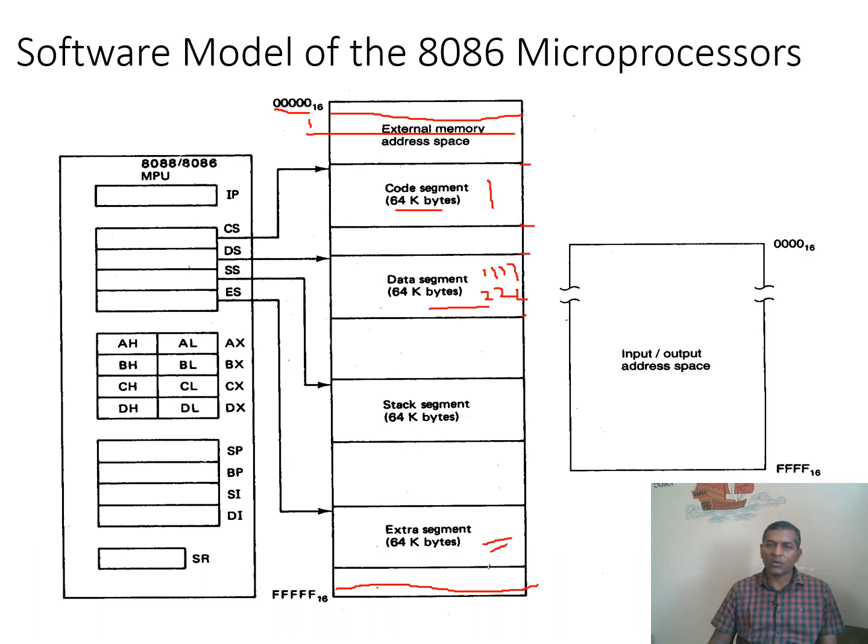Extra segment will also hold the data, the information. So this is how the complete memory is used or separated into a number of segments: 1, 2, 3, 4. We can have multiple segments. It's not only 4, we can have multiple segments. So then how do we access these segments?